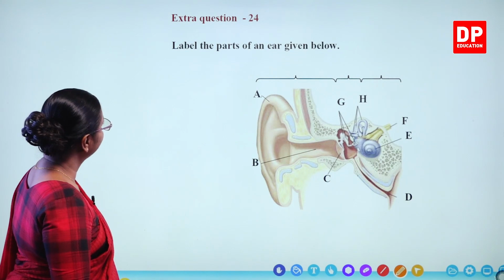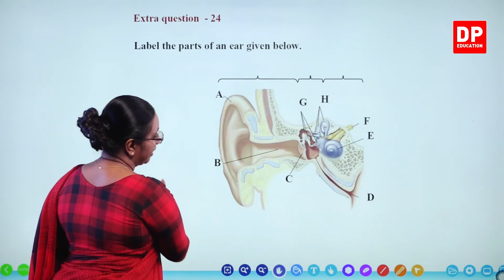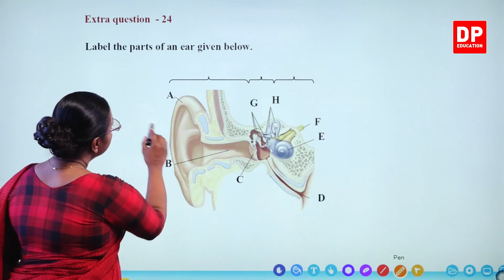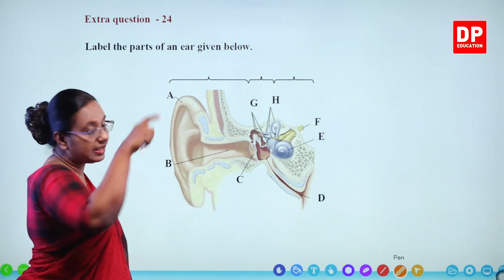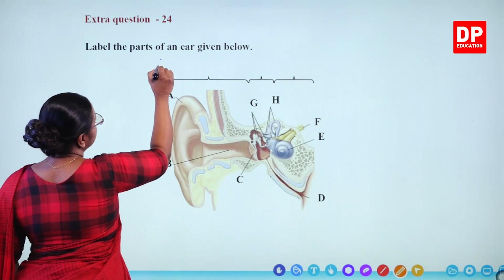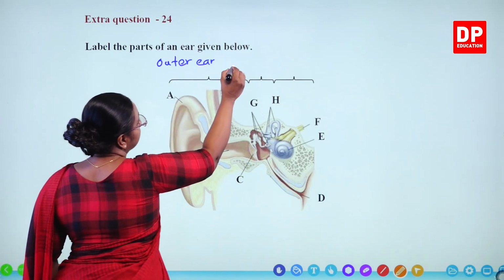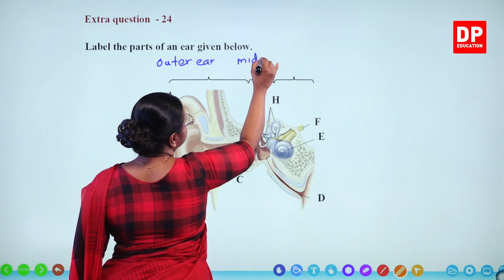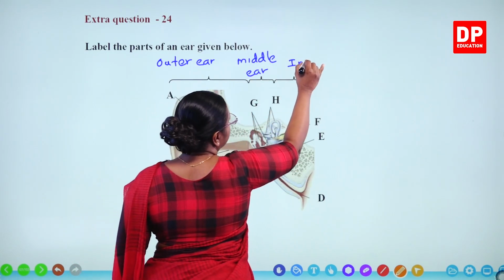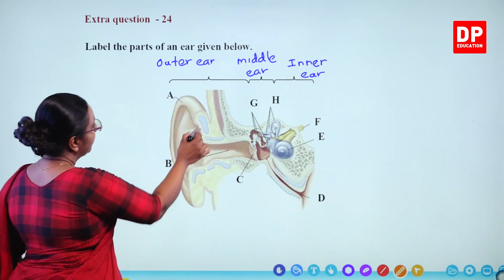Extra question 24. Label the parts of an ear given below. So here all the parts are shown to you. You need to label them. So here you can see the three main parts: the outer ear, middle ear and inner ear. So we will have to write it as outer ear, then middle ear and inner ear.